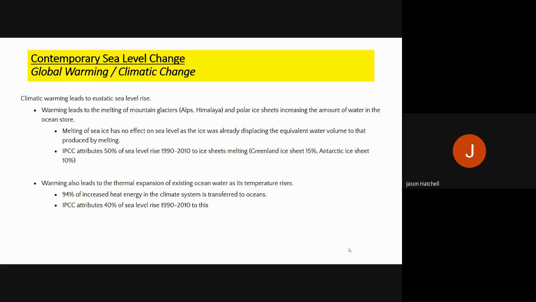But remember, warming, as I said earlier, also means that there is thermal expansion of the existing ocean water. So when the temperature of water rises in the sea, the space that water needs to be stored in increases, which means that the sea level naturally rises. The Intergovernmental Panel on Climate Change, the IPCC, says that 40% of sea level rise from 1990 to 2010 is because of thermal expansion. It's because of increasing heat in the waters of the ocean.